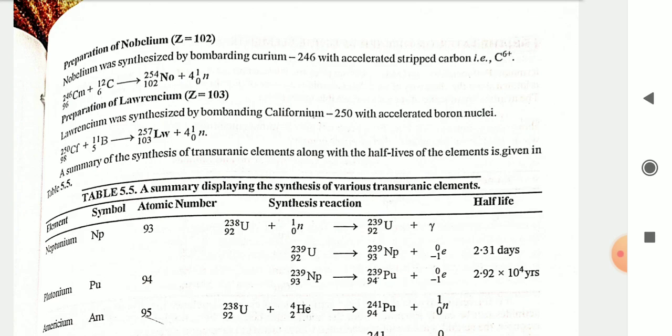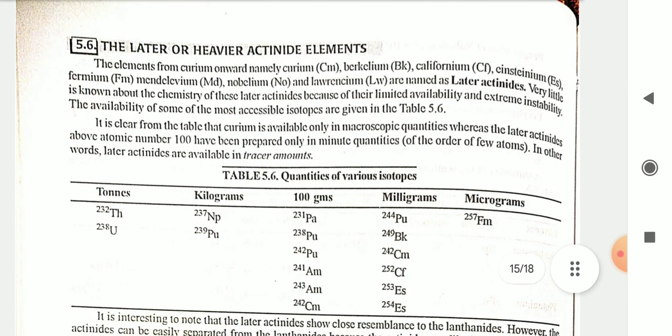A summary of the synthesis of the transactinide elements, along with their half-lives, is given in Table 5.5. Later or heavier actinide elements: the elements from uranium onward, namely uranium, Bk, Cf, Es, Fm, Md, No, and Lw, are named the later actinides. Very little is known about their chemistry because of their limited availability and extreme instability. The availability of some of the accessible isotopes is given in Table 5.6.